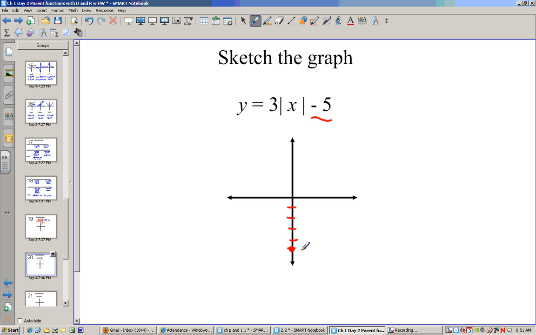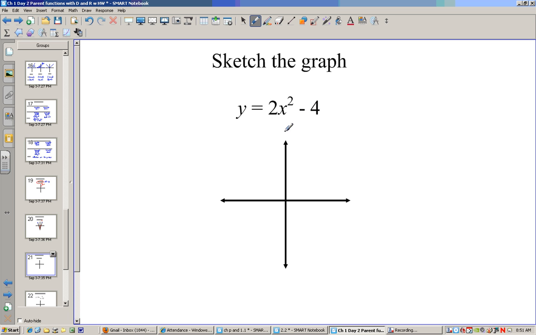So if I go 1 to the right, instead of going 1 up, I'm going to go 1, 2, 3 up, because it's stretched vertically by a factor of 3. Now instead of going 1 more up, I go 3 up. 1, 2, 3. And that will be there. So my function will look something like this. A good teacher should put little arrows on the end saying it goes on forever.